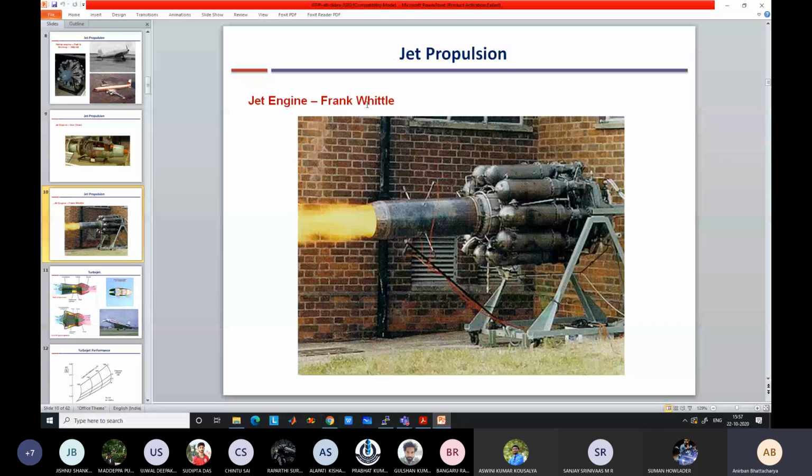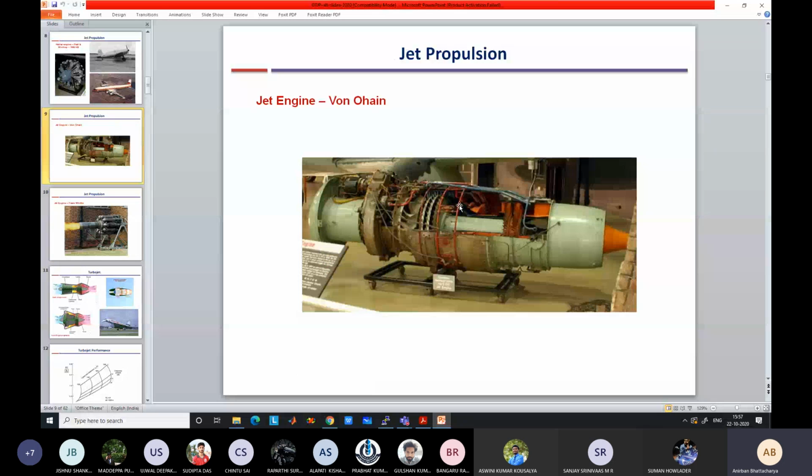He used a centrifugal compressor, so he had a large cross-sectional area. Centrifugal compressors have large cross-sectional area, so the drag was larger. At that time it was okay, but nowadays this type of design is not used at all. But the von Ohain engine, the German design, was with an axial compressor, so it has a smaller cross-sectional area, smaller drag, and it became very popular gradually. So this first set of engines were known as turbojet engines.